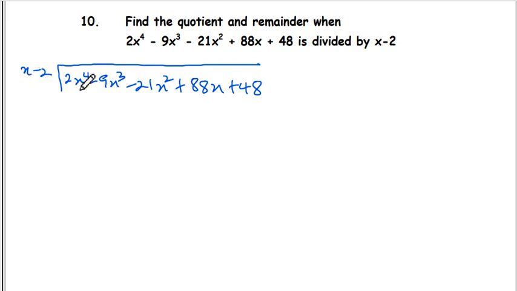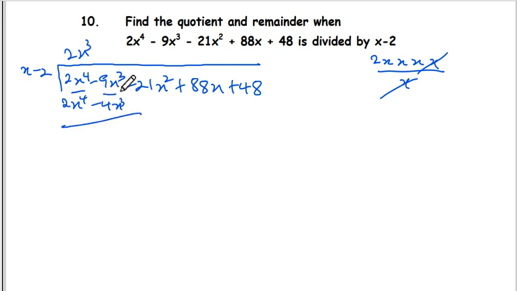x into 2x raised to the power of 4, that's 2x cubed. 2x divided by x, x cancels x, we are left with 2x cubed. So that's how we have this. 2x cubed times x is 2x raised to the power of 4. 2x cubed times minus 2 is minus 4x cubed.